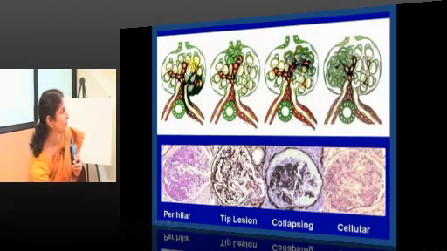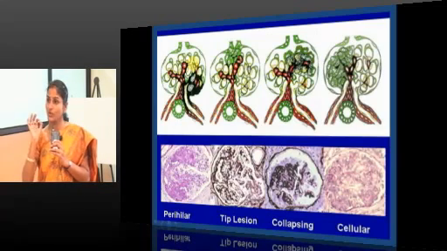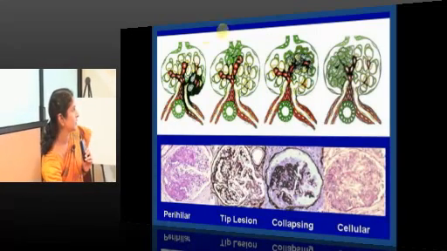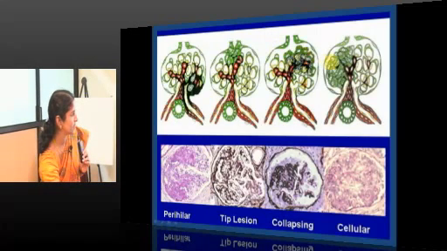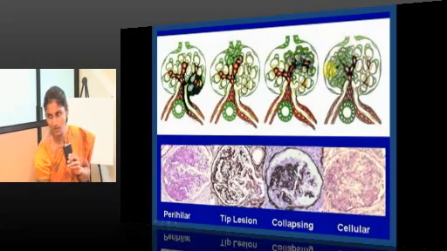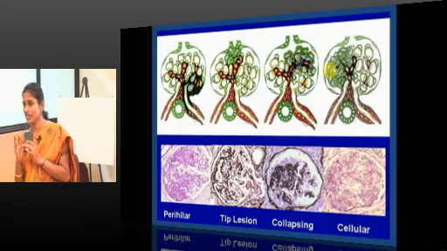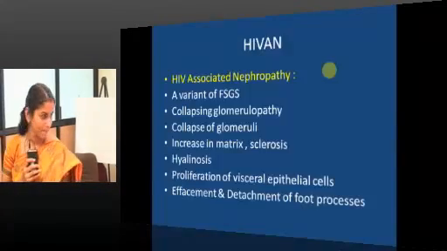In all the rest, the capillary walls are preserved. Though they undergo sclerosis, the wall structure is preserved, vessel structure is preserved. But here you can make out, it is just collapsing, and here it has become cellular. So, these are the 5 mutually exclusive variants of FSGS.